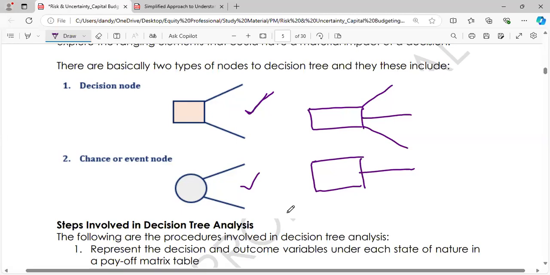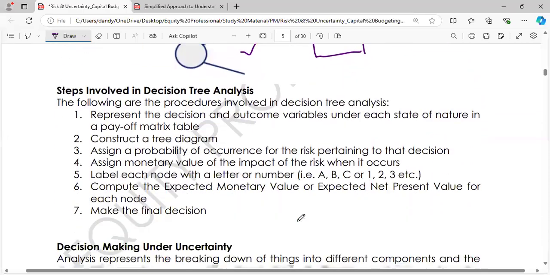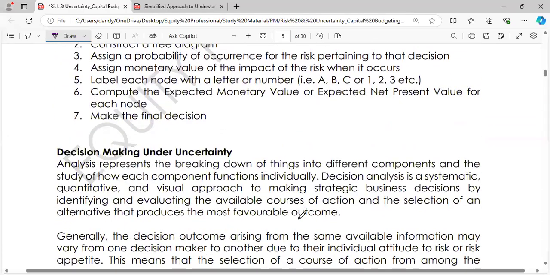Then step two, construct a tree diagram. Then step three, you assign probability of occurrence to each state of nature. Then step four, you label your tree diagram alphabetically or numerically. You can use letters to label it. You can use figures to label all the nodes, both decision and event nodes. Then step five is to advise. You advise or you select the alternative course of action. All right, so that's what you need to do as far as decision tree is concerned.